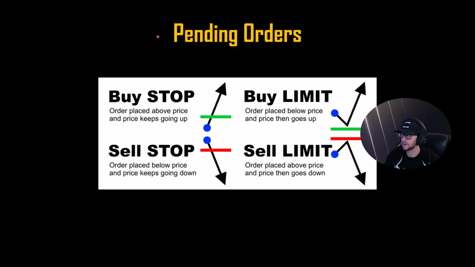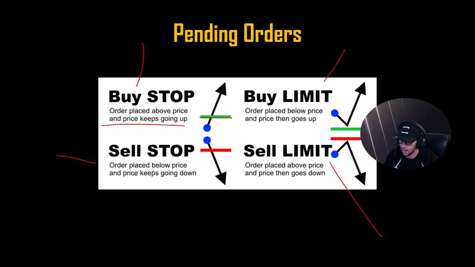So a couple key facts here, guys, from an order entry standpoint. When I'm doing orders, there's multiple different orders you can do out there, right? There's buy stop, sell stop, buy limit, and then sell limit. The difference is, a buy stop is an order placed above the price and it keeps going.